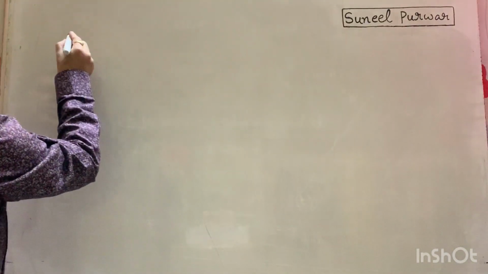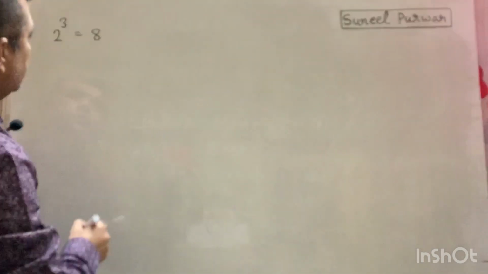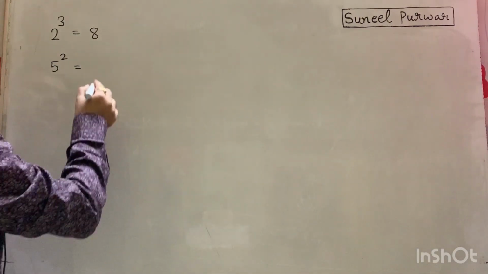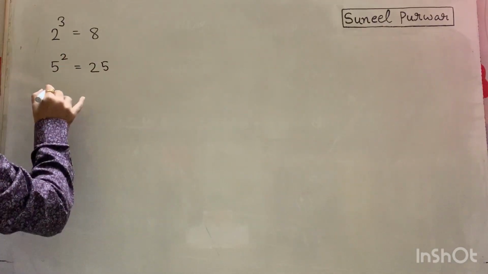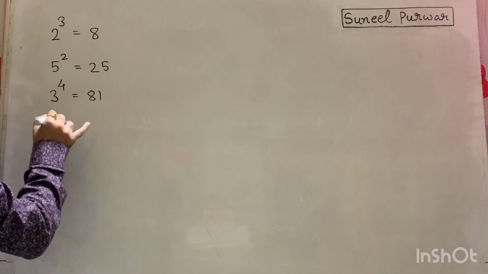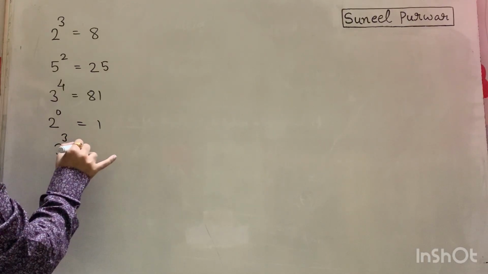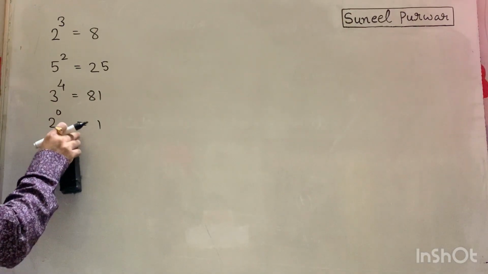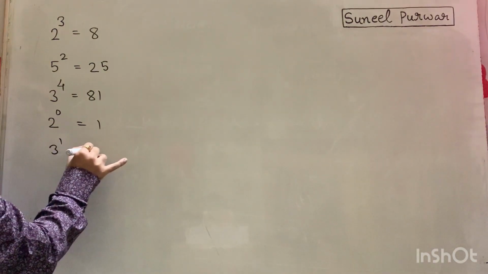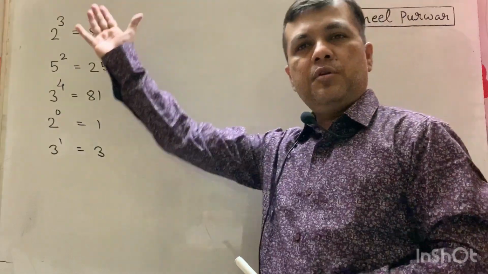See, if I ask you what is 2 power 3, you will happily say 8. 5 power 2, everybody can answer 25. 3 power 4, 81. 2 power 0, 1. 3 power 3, 3 power 1. 3 power 1 is 3. Now, this thing everyone can tell.